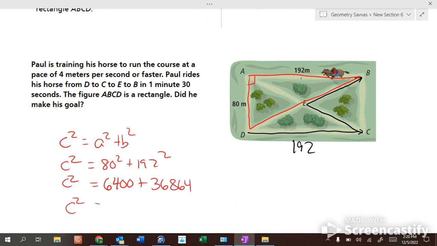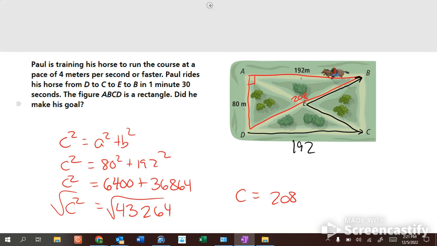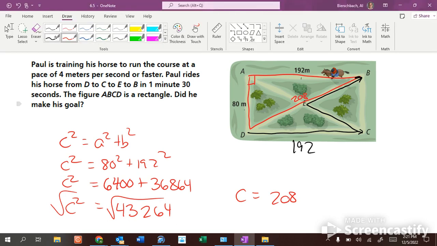36,864. Add them together. 43,264. And then take the square root. Is it a nice number? What? 208. So if this is 208, how long is CE if it's a rectangle?